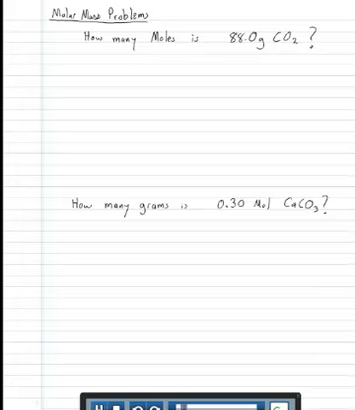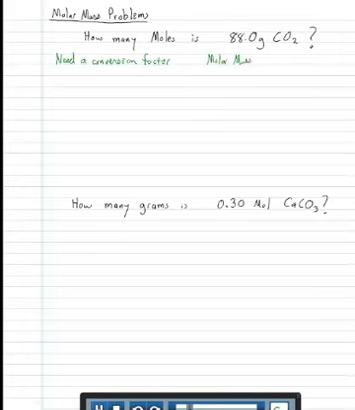Now, first we need a conversion factor. That conversion factor needs to convert mass to moles, or moles to mass. It's the same conversion factor. That conversion factor is called the molar mass, it's a ratio of mass to moles. So for the molar mass of carbon dioxide, we need the periodic table. So go grab one of those.